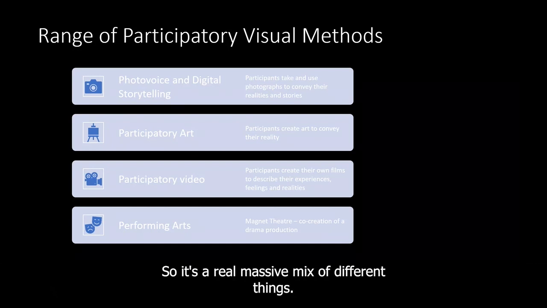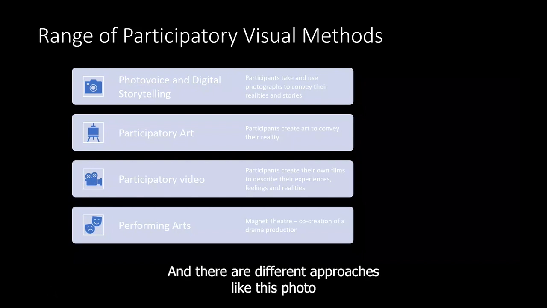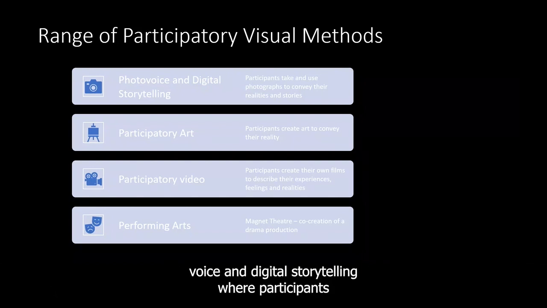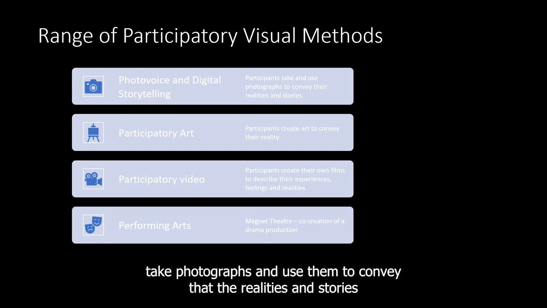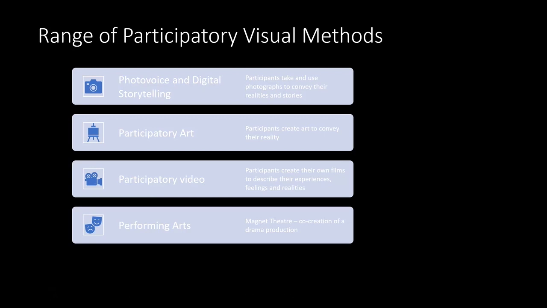So it's a real massive mix of different things. People use it in different ways and people call it different things, and there are different approaches. Like there's photo, voice and digital storytelling, where participants take photographs and use them to convey their realities and stories. A lot of that's been used in a research context as well as a development context. Participatory art, where participants are encouraged to create art to convey their reality, and that has its uses.